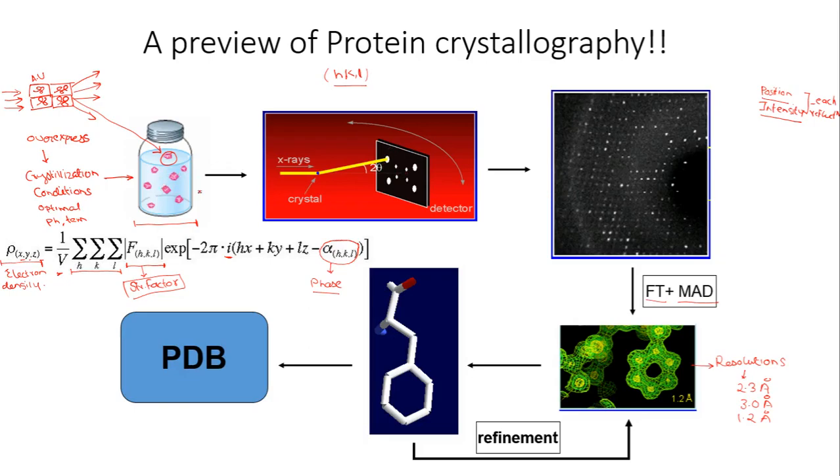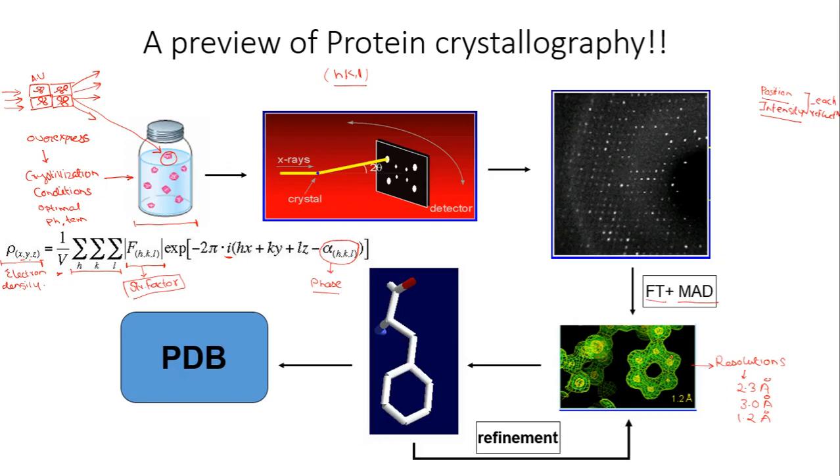Okay, so the next thing that needs to be done is that you create a model that would fit into your electron density map. Once you get the electron density map, you generate a model that would fit into it. So what you see over here is one of the amino acid residues. This amino acid residue is aromatic in nature.